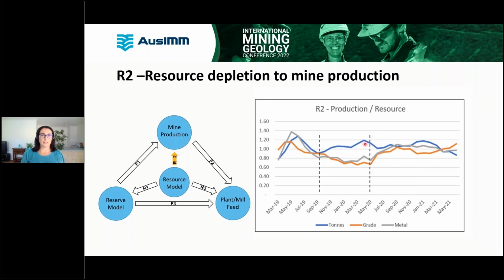We can see here, this tons is looking pretty good, but the lower grade than the resource models. And then of course, after May 2020, you can see those tons and grade have realigned with the resource model, with tons marginally greater and grades marginally lower than 1.